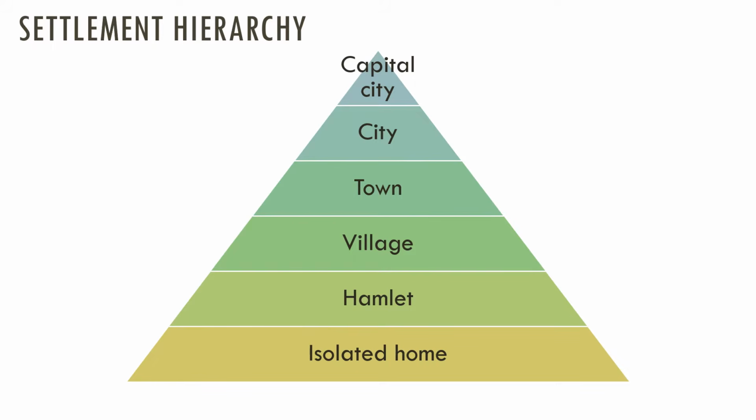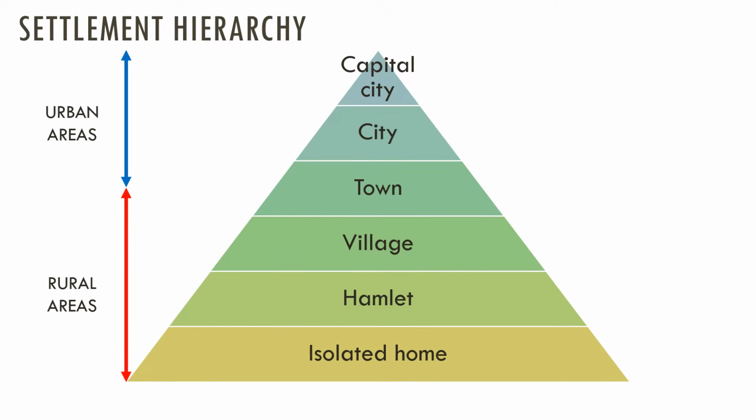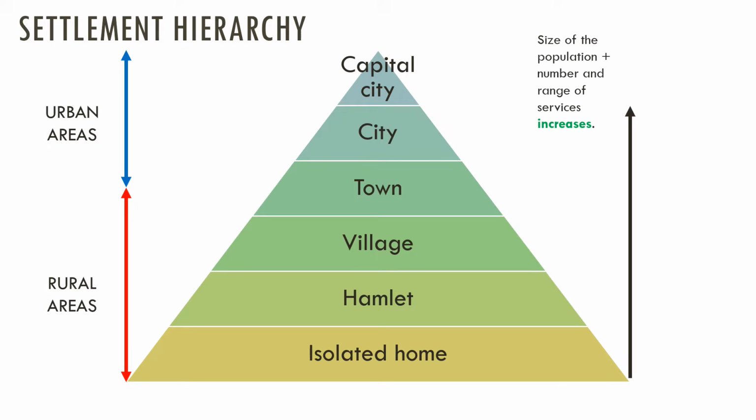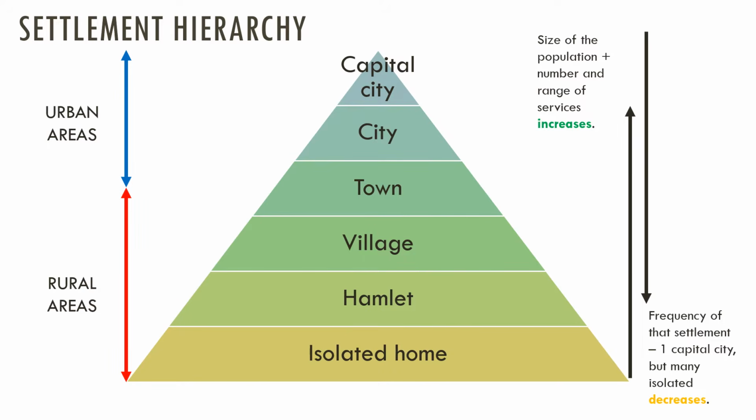Other things to consider when it comes to land use maps and how it changes through time is the settlement hierarchy. So you should have seen something like this. These are typically areas we find in rural areas and urban areas, and you should know that as you go up the hierarchy, the size of the population, number and range of services increases, but the actual number of capital cities decreases. So there's only one capital city for a country, but there are many isolated homes.